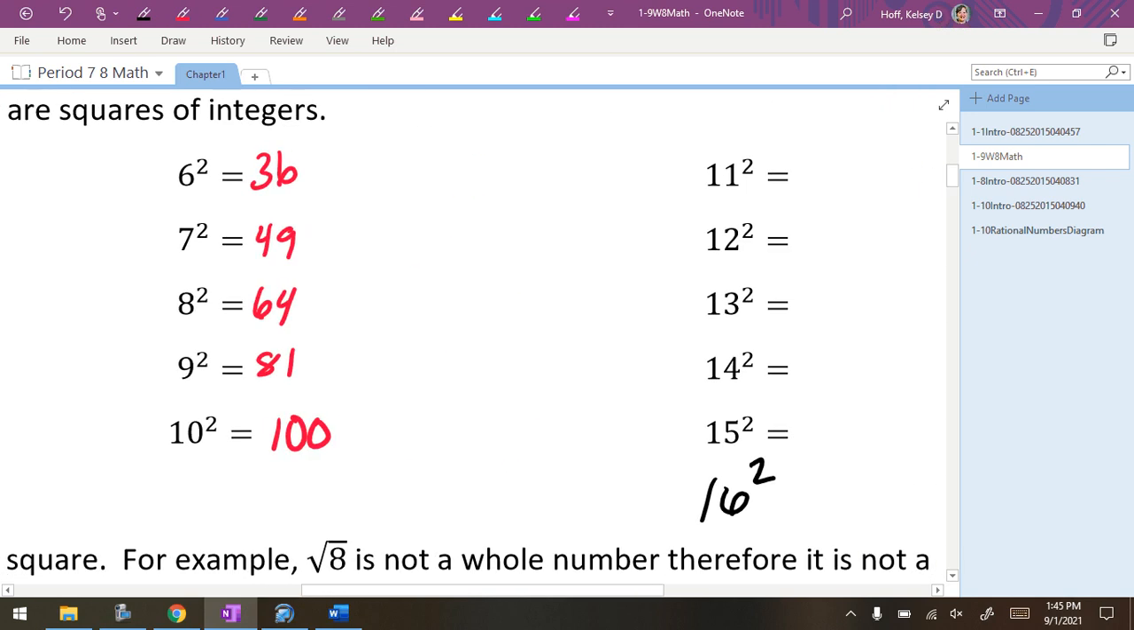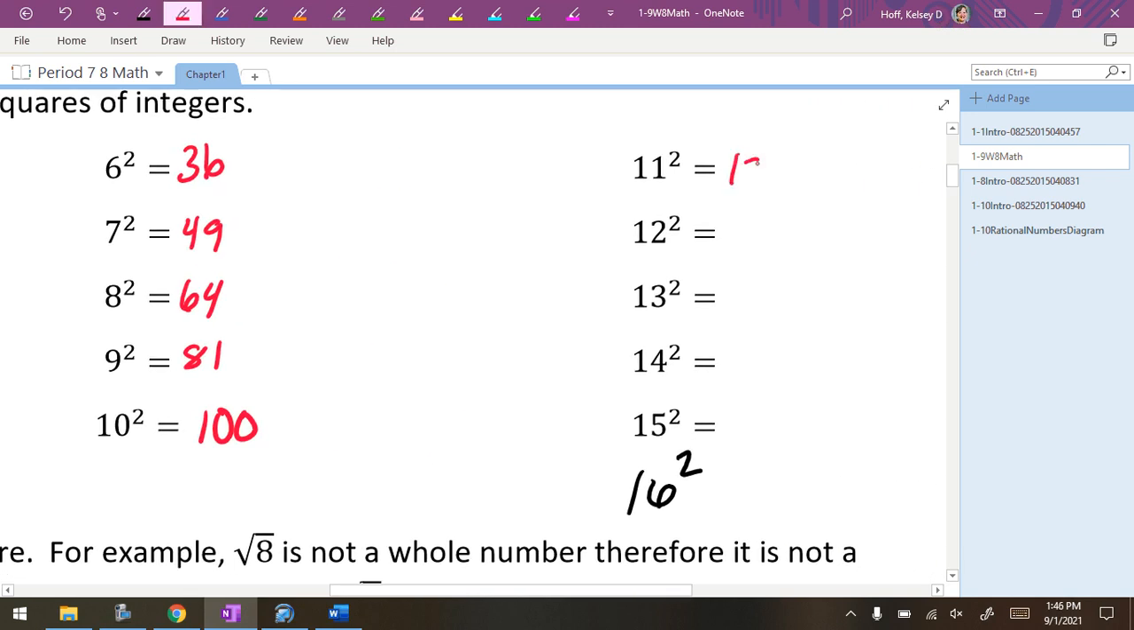Okay, let's see how far you can get on this list. 11 times 11, 121, good. 12 times 12, excellent. 13 times 13, that's usually where it ends. 169. 14 times 14 is 196. 15 times 15 is 225. And 16 times 16 is 256.